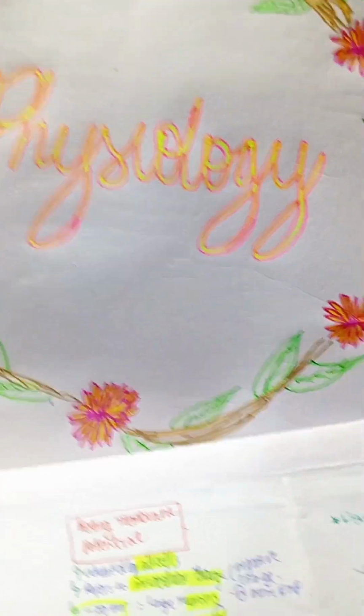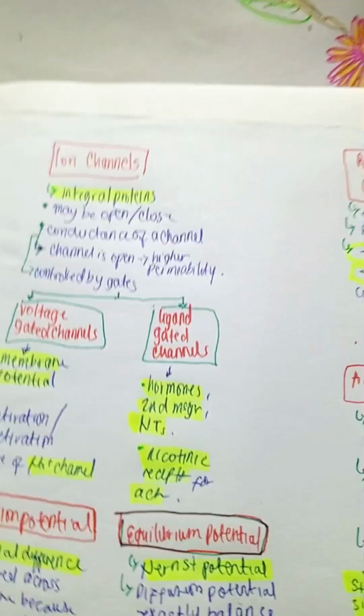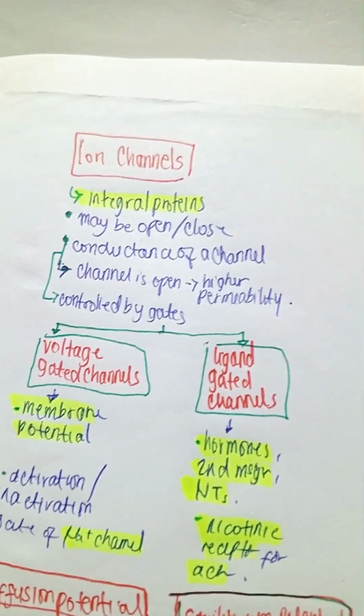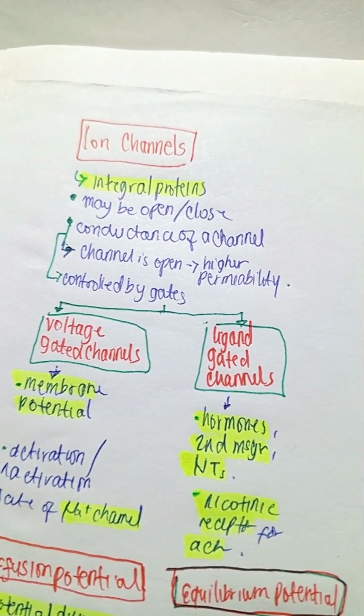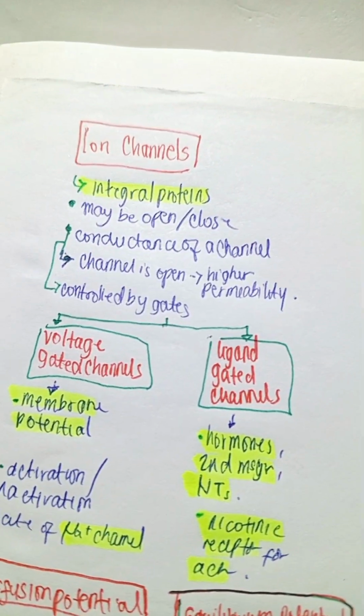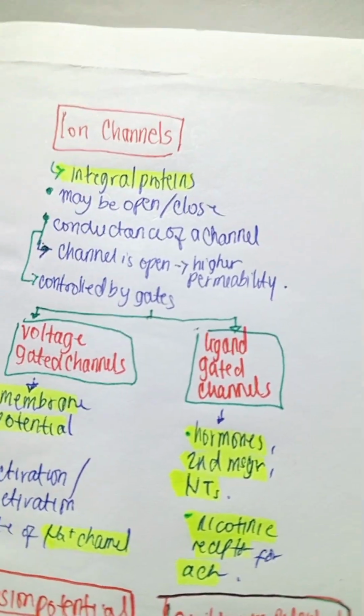For physiology, we'll be discussing neuromuscular and synaptic transmission. So first, we'll be identifying some terms. For ion channels, these are integral proteins that may be open or closed, and this is the conductance of a channel. When the channel is open, there's a higher permeability.